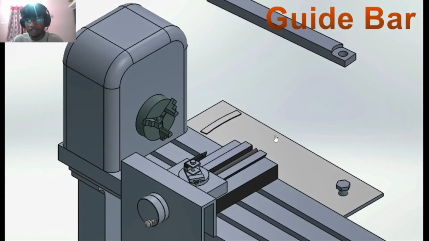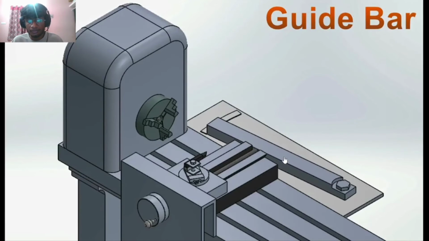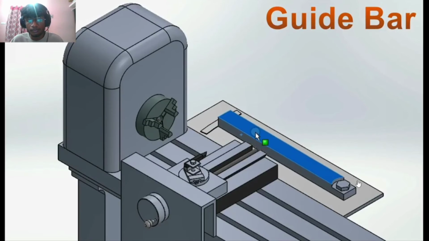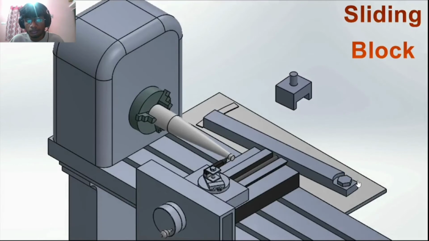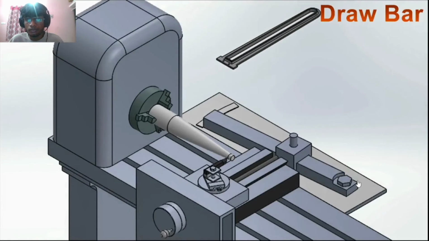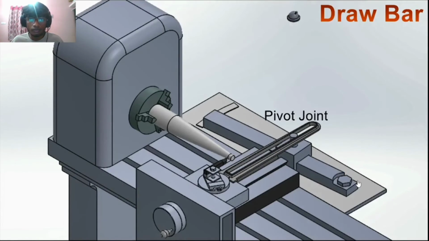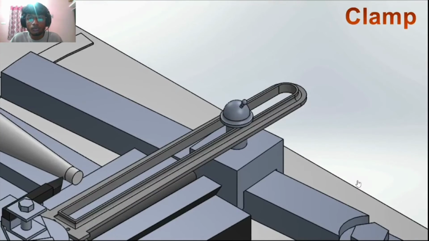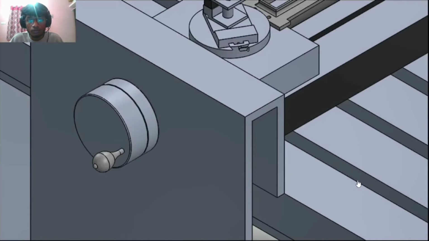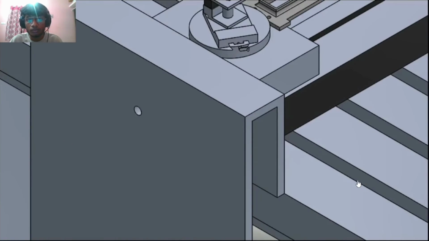So as you can see, this attachment has a guide that is fixed along the bed. The guide can be moved to the required taper angle, generally using a screw mechanism. A sliding block is mounted over the guide, which is connected to the cross slide through a pivot joint. Once connected, it is tightened by a clamp. Also, the cross feed screw must be disconnected or disengaged.